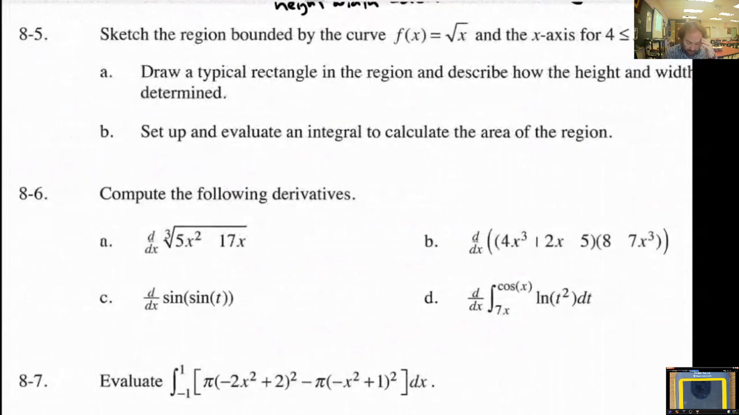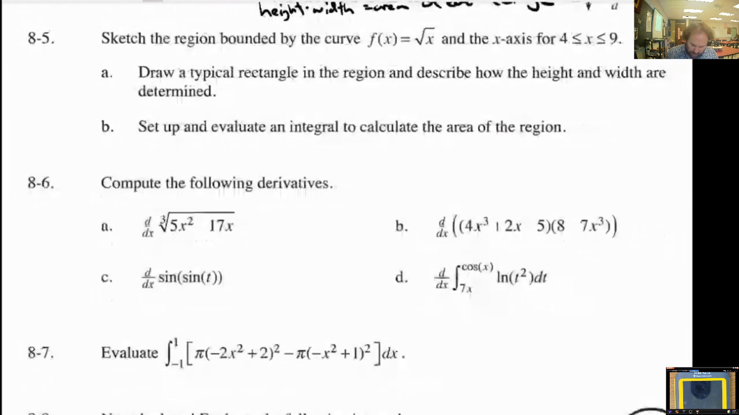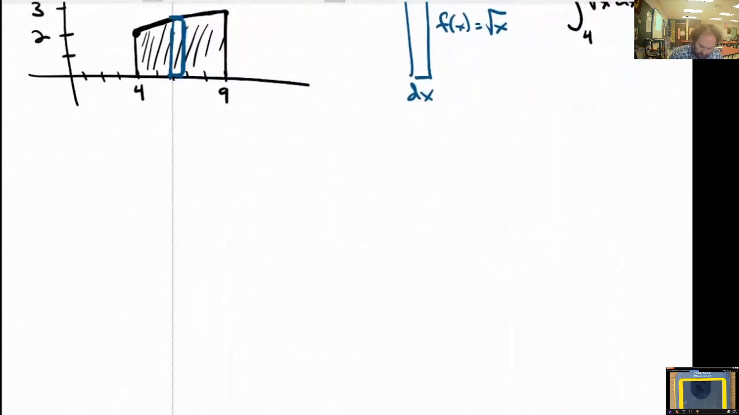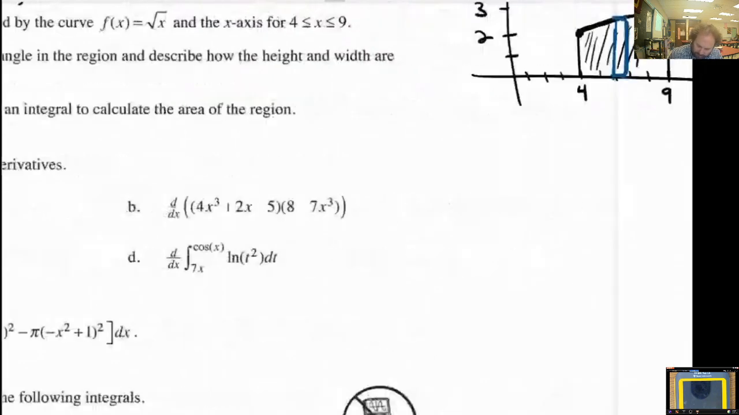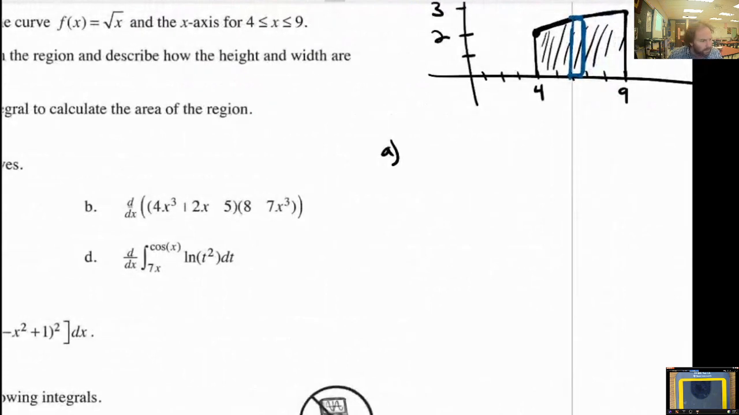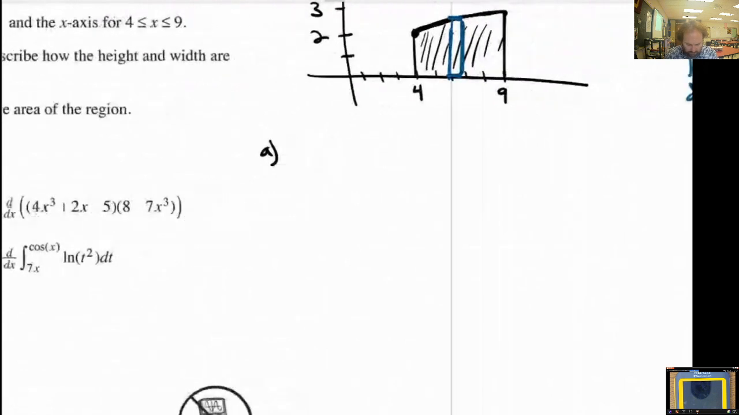For question 8.6, we got a bunch of derivatives to do. These aren't super clear, but I can look them up on the old website, so that's what I'm going to do here. For question A, we're going to do a lot of work for this one. This is going to take a little bit of time. This might become a two-part video depending on how much time is going on here, but we'll see. I don't want to go too fast and leave people in the dark here.